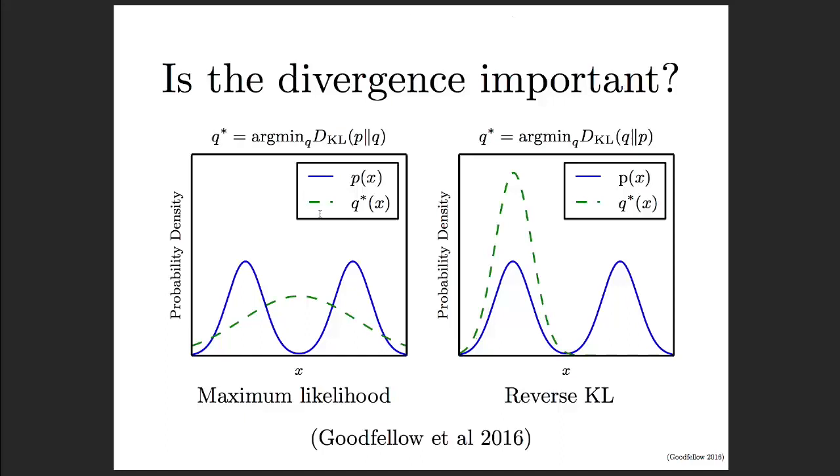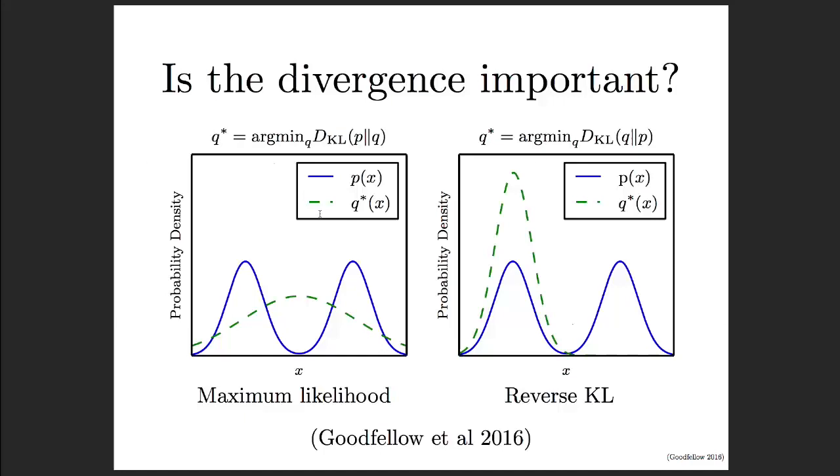The KL divergence is not actually symmetric. Maximum likelihood corresponds to minimizing the KL divergence with the data on the left and the model on the right. But we can actually flip that around. We can minimize the KL divergence with the model on the left and the data on the right. And when we do that, we get a different result, where instead of averaging out the two modes, the model, as shown in the panel on the right here, will choose one of the modes.